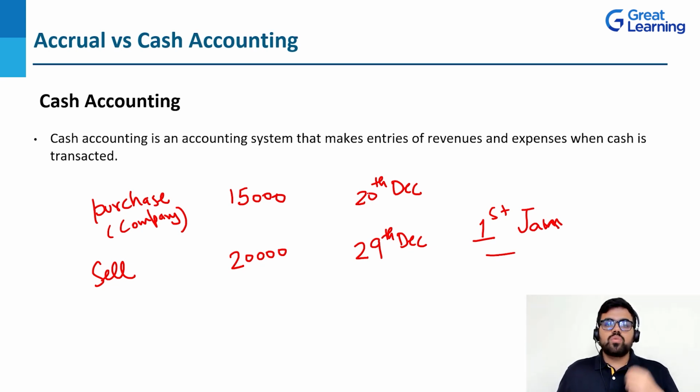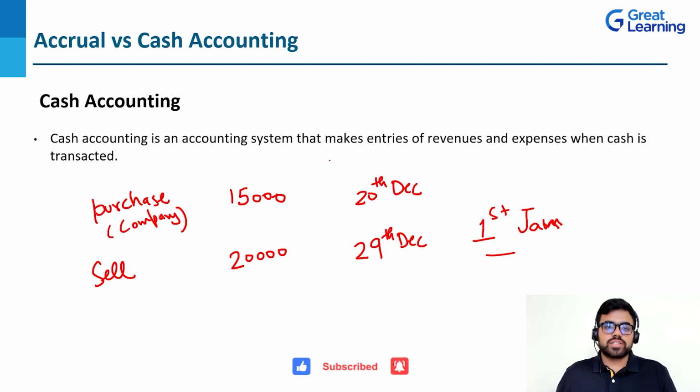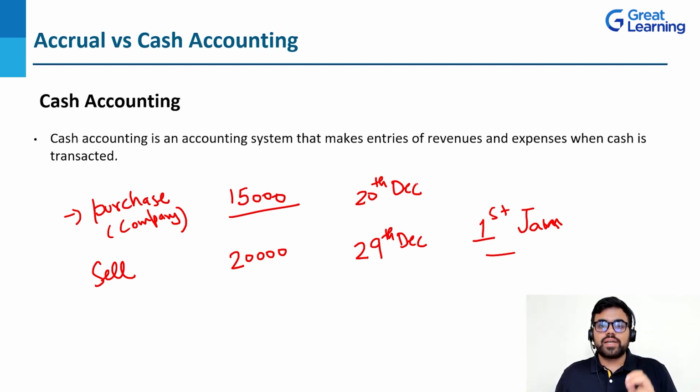Now, what cash based accounting states is that you will make the entries only on the day you have either paid out the cash or received the cash. In the case of the expense of 15,000 that you paid to the company, you will make the entry on 20th December because you have paid out cash on that particular day.